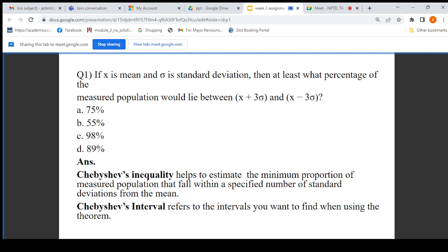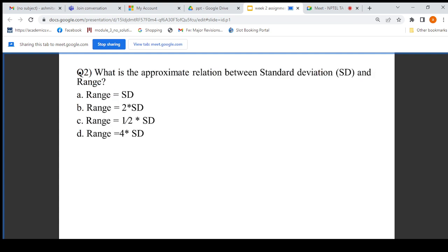Okay, madam. So here the answer is D, that is 89%. The next question is: what is the approximate relation between the standard deviation and the range? Range is equal to 4 into SD. D is the answer, madam. Okay. So from what theorem or theory can you say this is the correct relation?